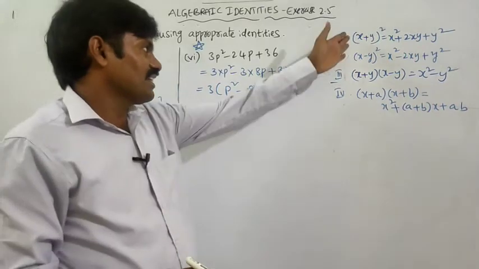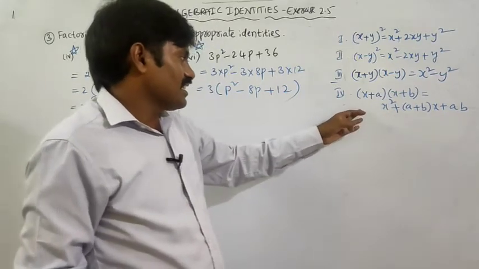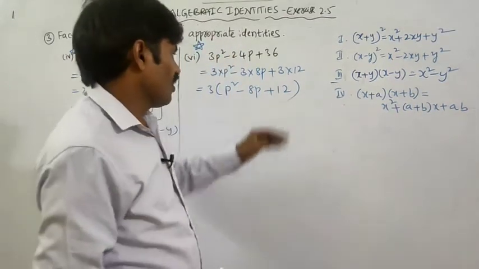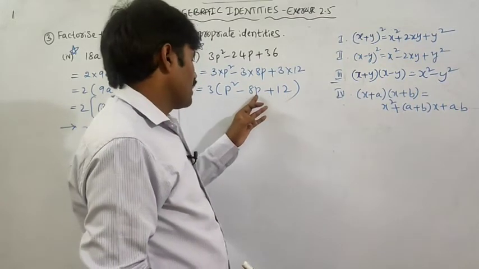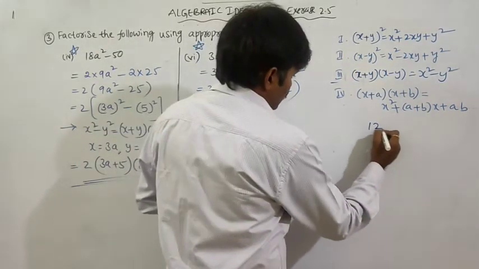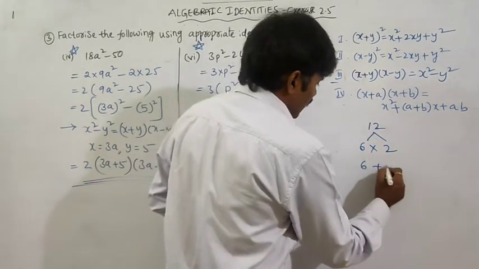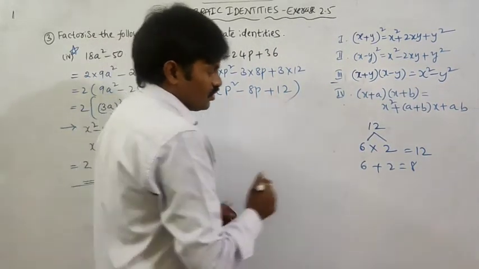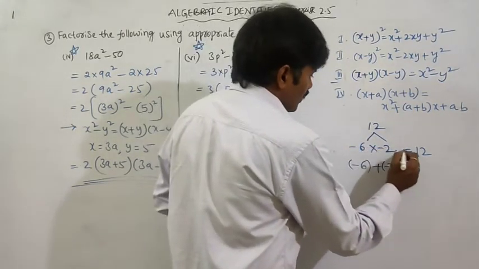We have another identity, that is the fourth one. What is the identity? This says that the product of these two is ab, and the sum of these two is the x coefficient. Like that you have to write. So by product you should get plus 12. By sum of those two factors you must get the coefficient of p. So how? Yes, 12 can be written as 6 into 2, and 6 plus 2 is how much? 8. Is it? 6 plus 2 is 8, but we want minus 8. So both numbers must have a negative sign. Then only it is possible. Yes. So minus 6 into minus 2 is plus 12.